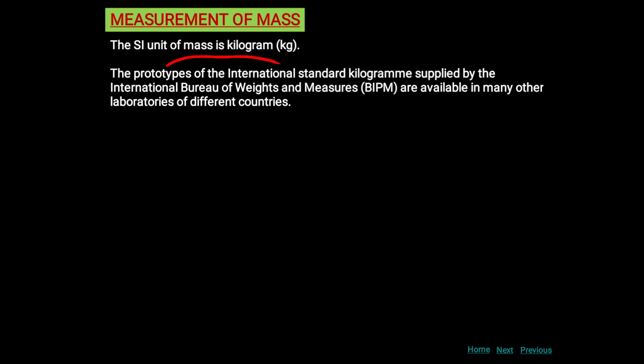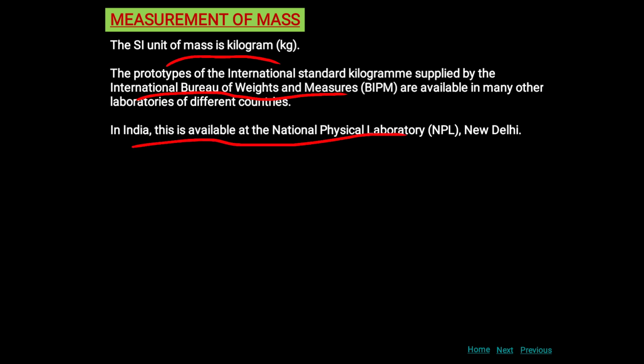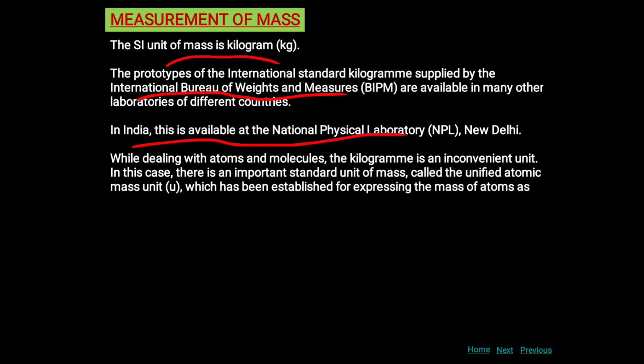Now the measurement of mass. How to measure the mass? The SI unit of mass is kg, that is kilogram. Now a prototype of the international standard kilogram supplied by the International Bureau of Weights and Measures, that is BIPM, is available in many other laboratories of different countries. In India, this is available at the National Physical Laboratory, that is NPL, New Delhi.